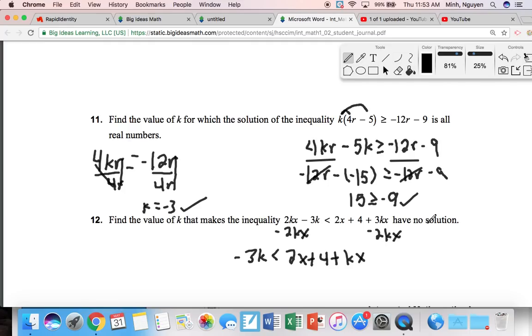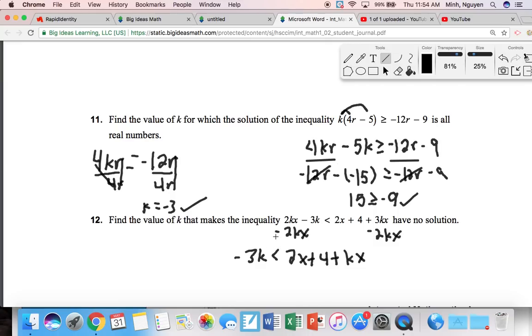And we want, if it's no solution, then whatever inequality we result in has to be not true. It has to be false. It has to be wrong. So if we look at this, I have a 2x plus kx. You have to think, what value can I use? I know earlier I said 4kr equals negative 12r. That's because they are on opposite sides.